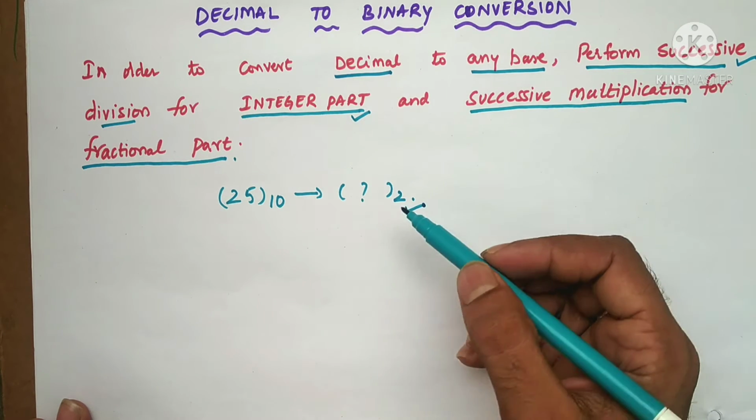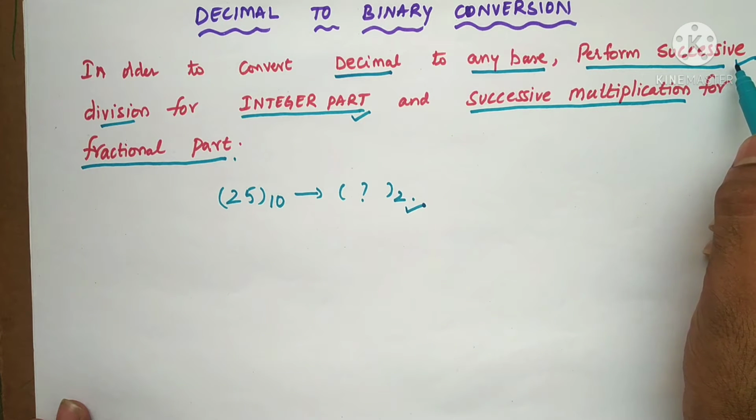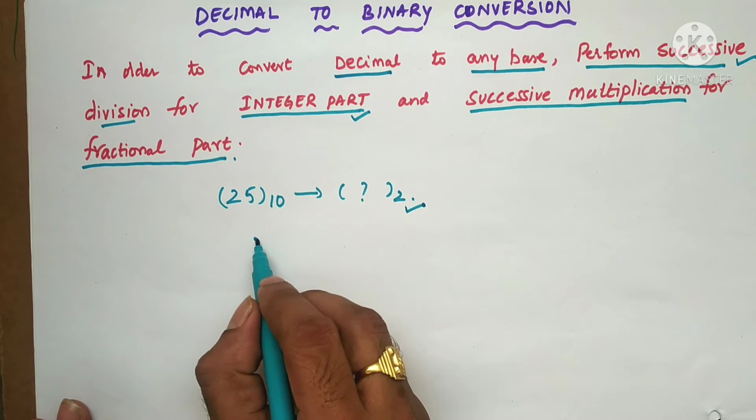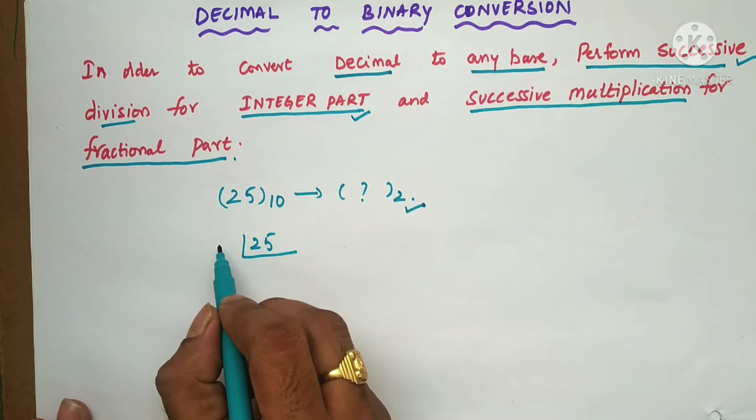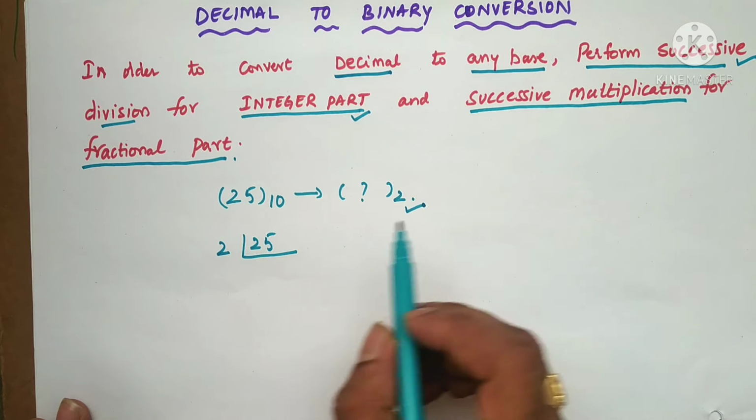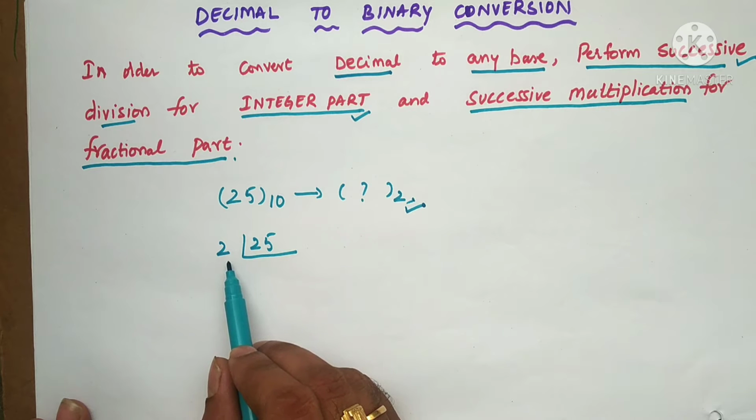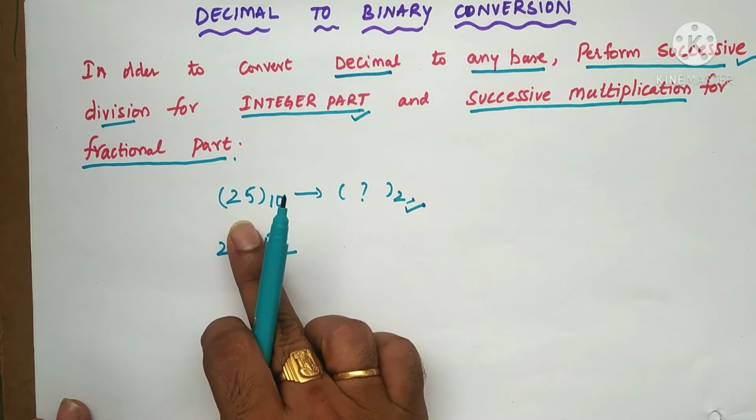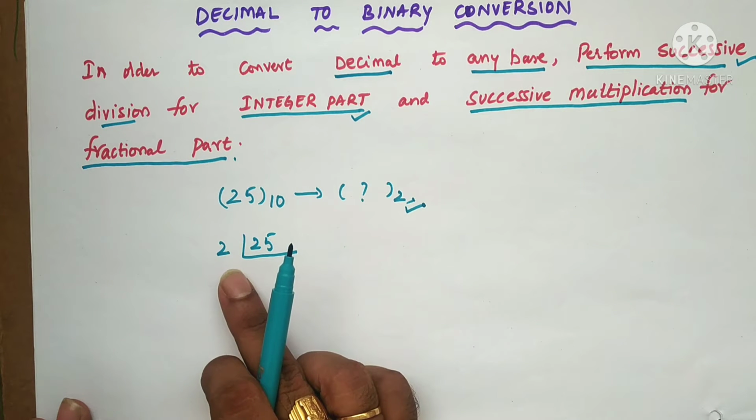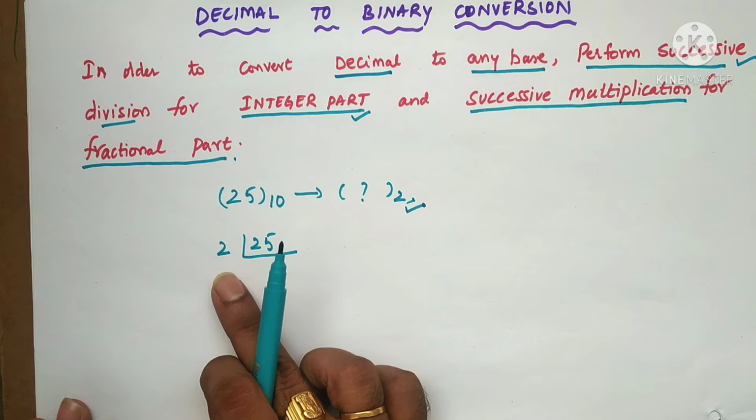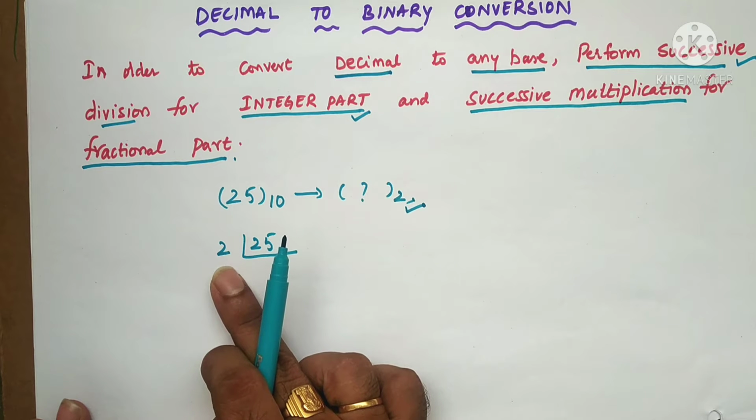So successive division has to be performed by 2. 25 is the decimal number and you have to divide this with the base 2. Why base 2? Because we have to convert this decimal number into base 2, into binary. That's why I have to divide with base 2. For example, if I want to convert this base 10 into some other system like base 4, then I have to successively divide this 25 with base 4. So 25, I am dividing with 2 here now.